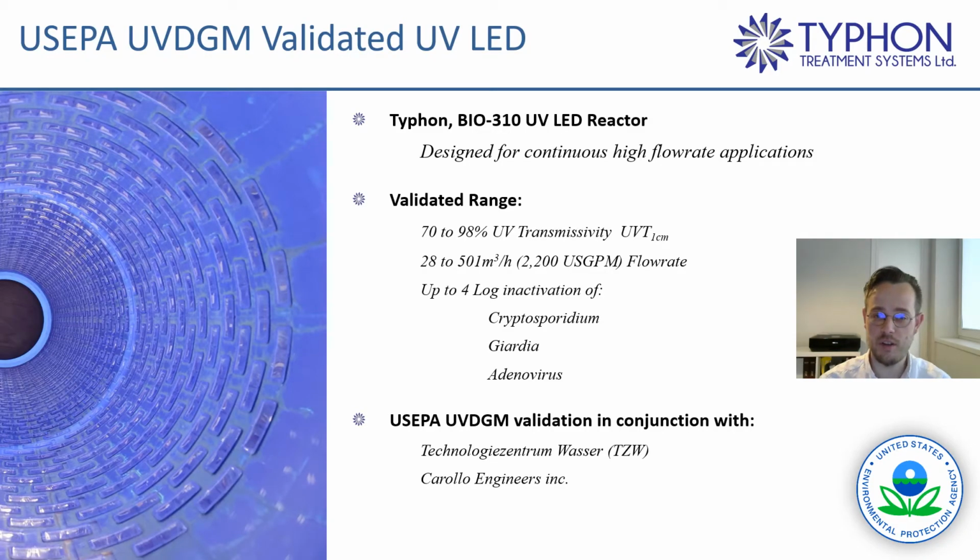So here's a summary of the validated range of the reactor that's used for this case study. As you can see, it can go down to 70% UVTs and up to 500 cubic meters per hour flow rate. The validation was done in conjunction with the TZW and Carollo engineers.